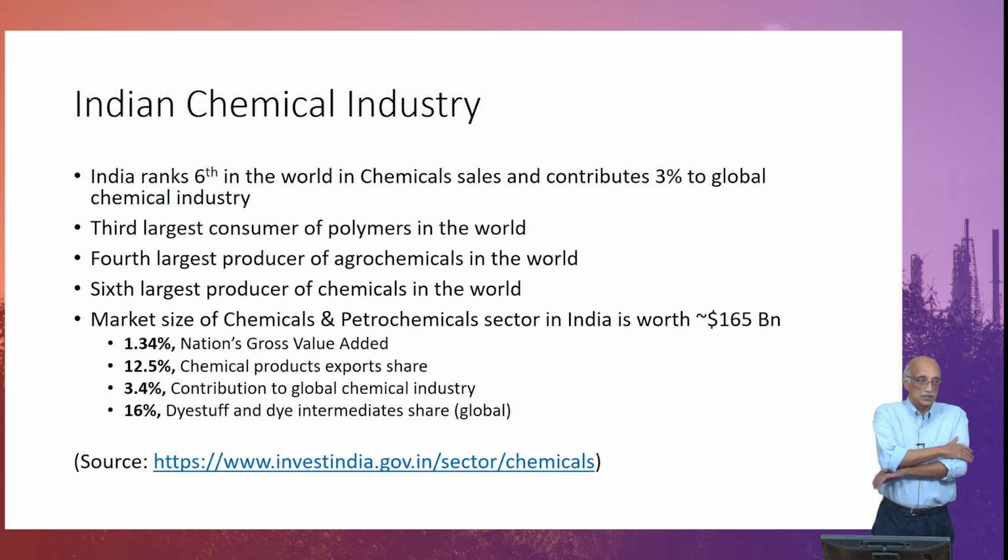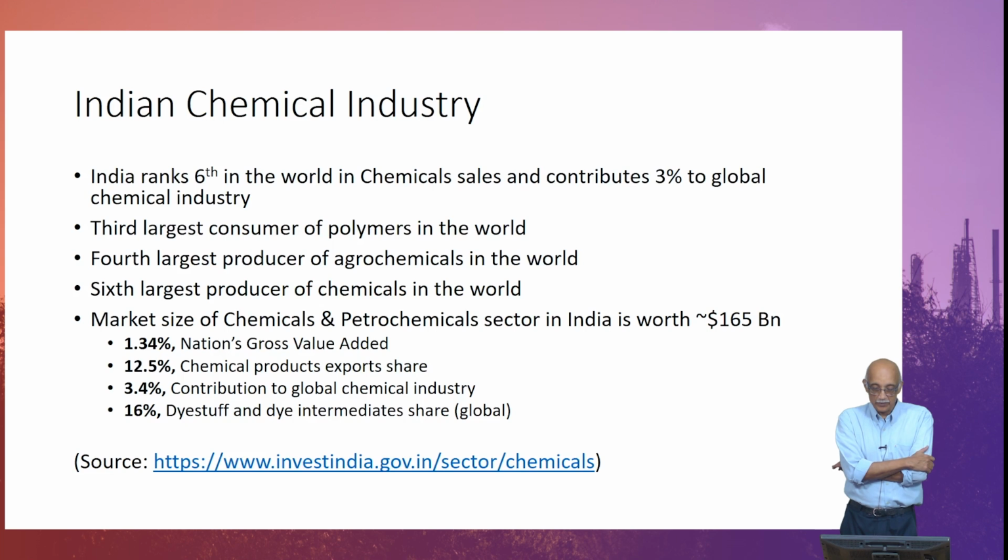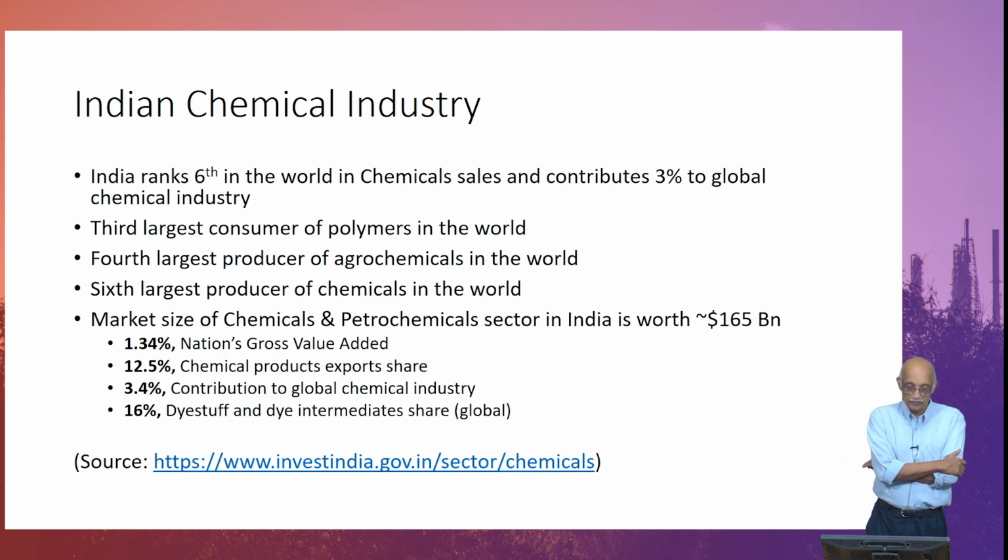India already ranks 6th in the world in sales of chemicals and contributes 3% to the global chemical industry. The 3rd largest consumer of polymers in the world, 4th largest producer of agrochemicals, 6th largest producer of chemicals in the world. And the market size of the chemicals and petrochemical sector in India is vast. Again, it is $165 billion. So, some of these numbers are really very impressive.